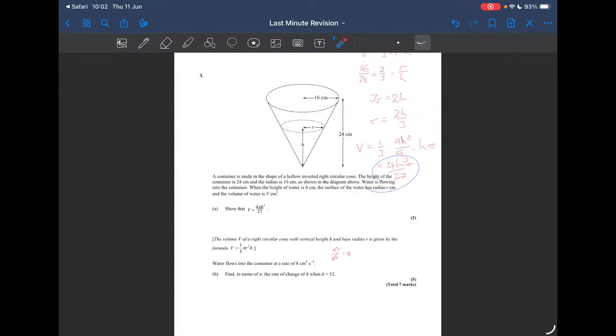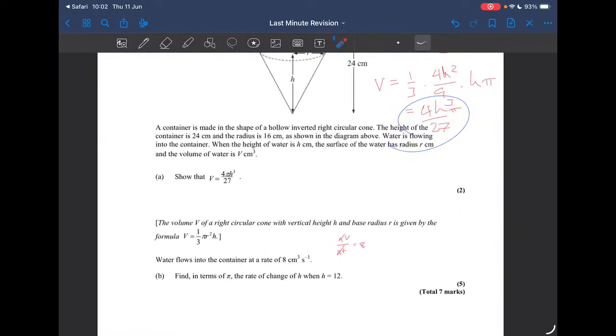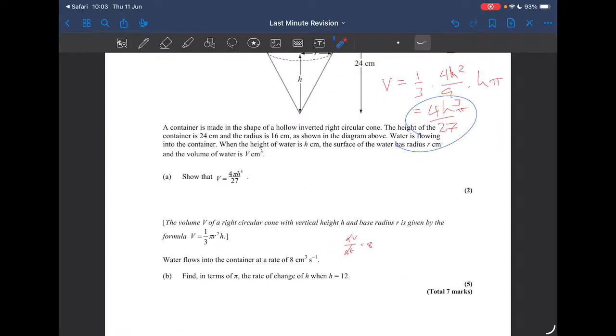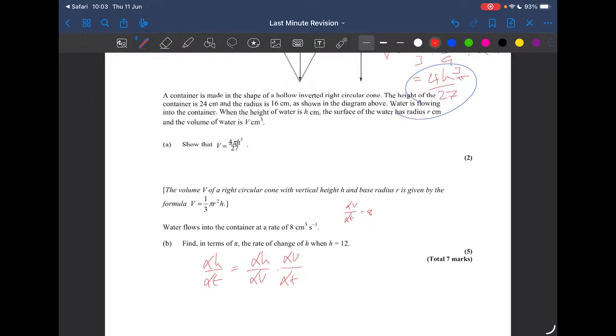I feel like I'm missing something. Oh no. V is equal to that. We want the rate of change of h when h is 12. Okay, so what we wanted to find is dh/dt. So, same as last time, let's expand it out. We're going to have dh and a dt. What's the other letter we have? A v. What bits do we know?